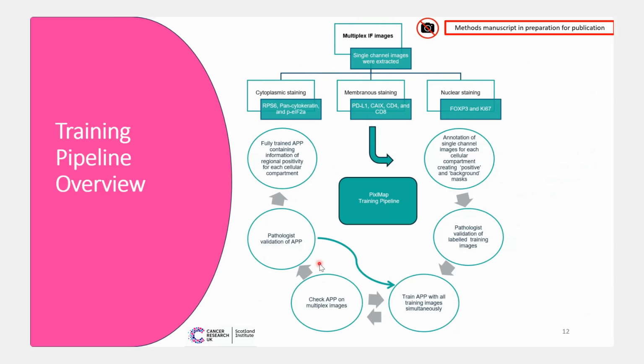And then we checked the app on multiplex images that it hadn't seen before, just to make sure we were happy. So if we wanted to have a look at how well it could call a CD4 positive cell, for instance, in a multiplex, we would go into the input channel and say CD4, and then we would look at the feature heat map, and that's how we validated it. The pathologist did the same, had a look and made sure they were happy with it. And then the outcome was our fully trained app that contained information on regional positivity for each cellular compartment.